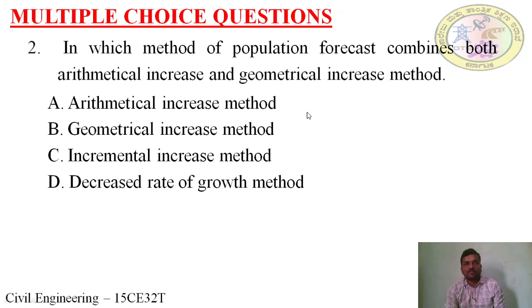In which method of population forecast are both the arithmetical increase and geometrical increase methods combined? The options are arithmetical increase method, geometrical increase method, incremental increase method, decrease rate of growth method. So here the correct answer is C. In the incremental increase method, the arithmetical increase and geometrical increase methods are combined.